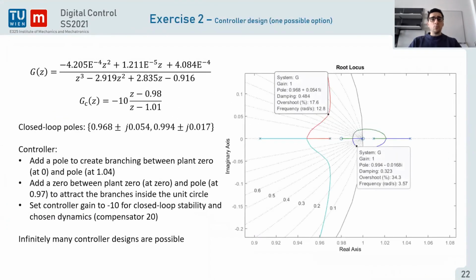For this specific application, here I'm going to propose one possible design. There are infinitely many designs. I'm just going to propose one, which consists of adding only one pole and one zero. The goal of adding one zero is to create so-called branching, so that my pole on the right-hand side of the unit circle is now entering the unit circle. And adding a pole is just to make the controller causal, so we can realize this controller.